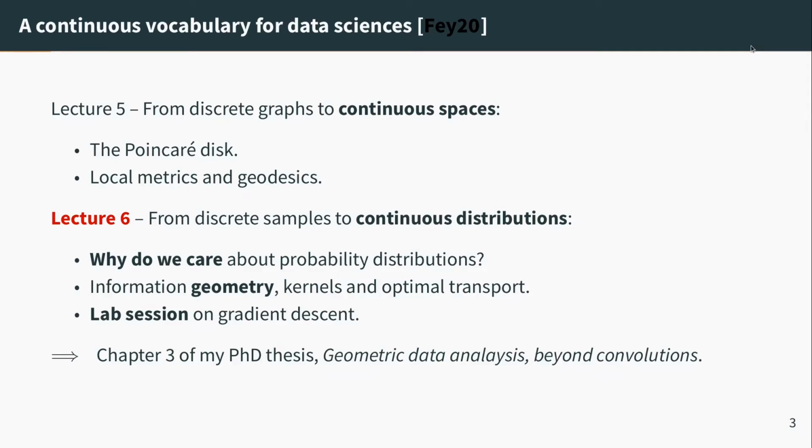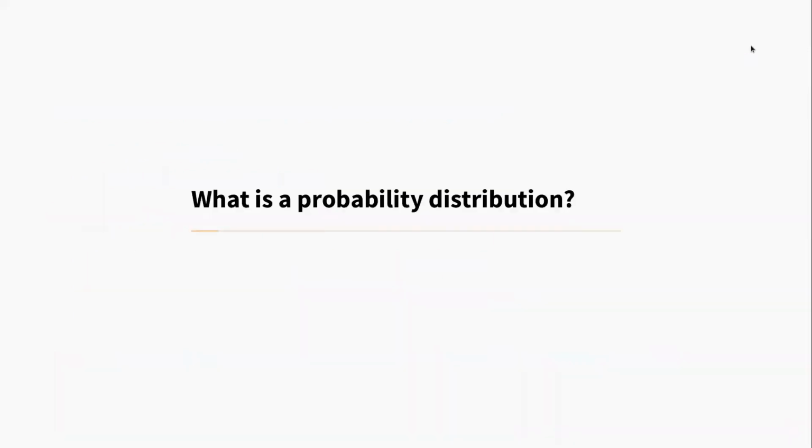Okay, for everything that I'm going to talk about today, the main accessible reference is the third chapter of my PhD thesis, which is called Geometric Data Analysis Beyond Convolutions, that you can download on my website and which is filled with references to actual research papers. The lecture is more or less going to follow the plan of this chapter, that I filled with illustrations, etc. So I think it's a good gateway to the topic for MVA students.